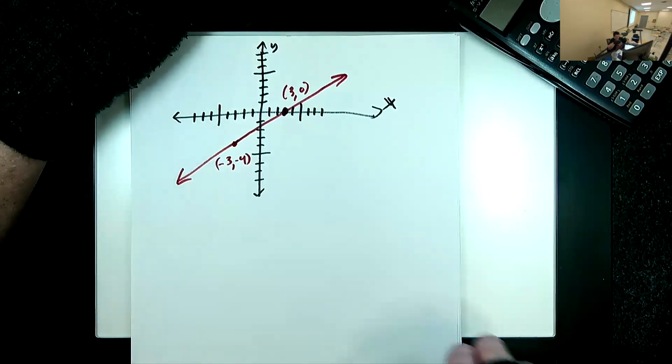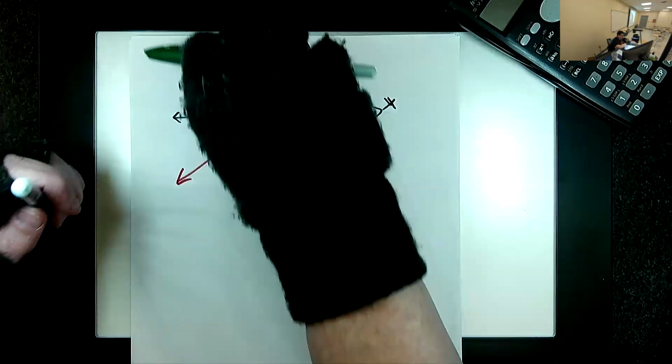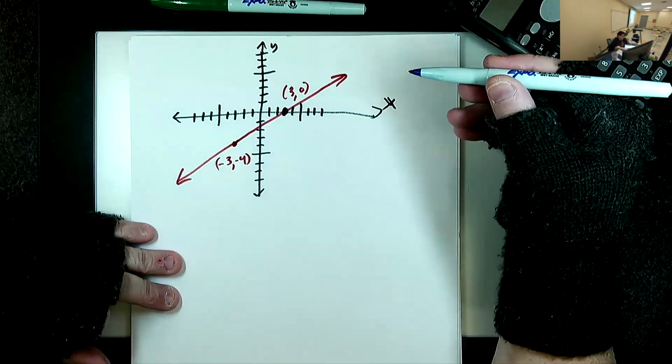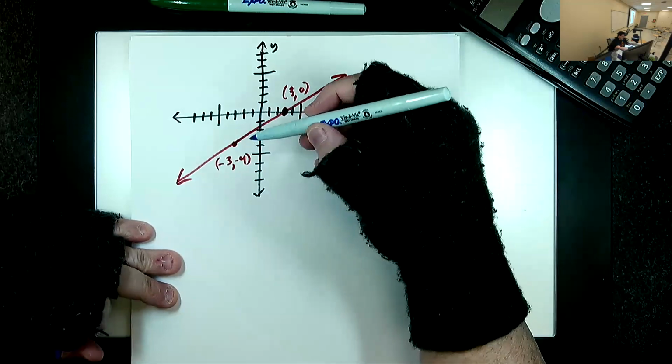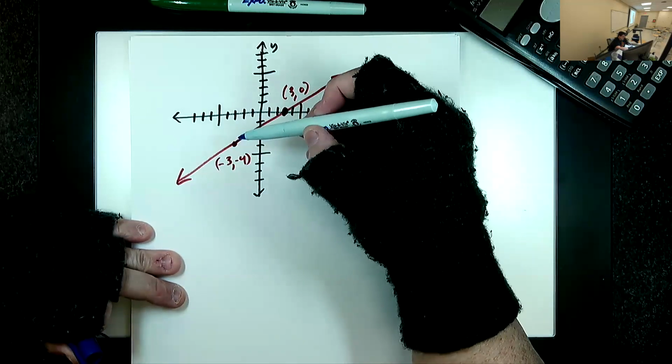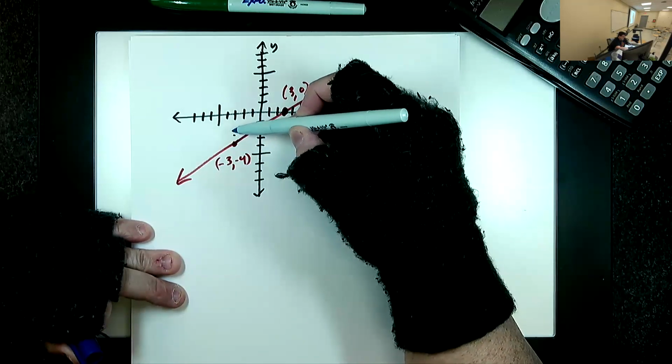All right, so you guys both done? All right. So I can do rise over run. I'm going to try both. Looks like I have to go up 4.